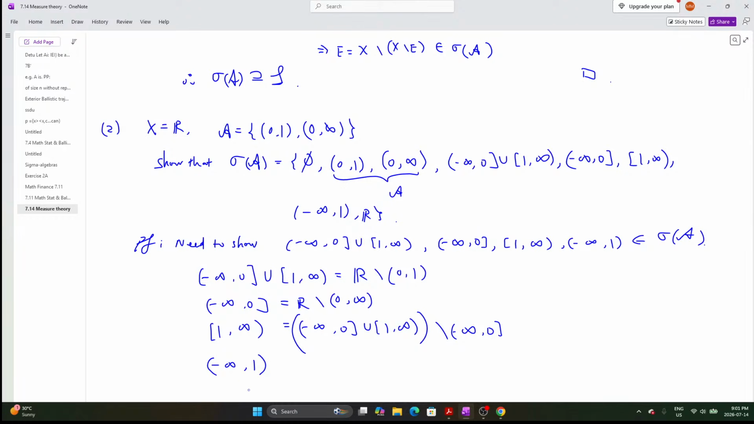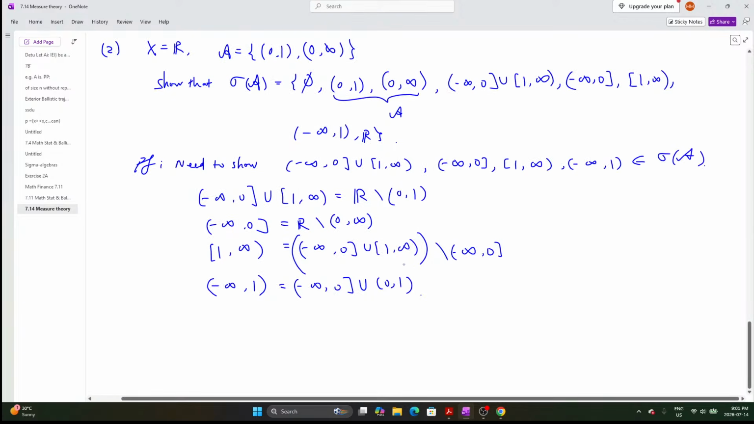What is minus infinity to 1? Well, minus infinity to 1 is the union of minus infinity to 0 and 0 to 1. Okay, so these are all needed in any sigma algebra that contains A.